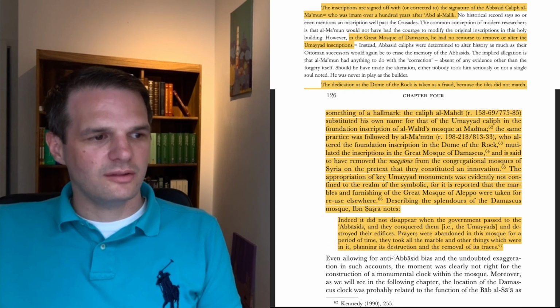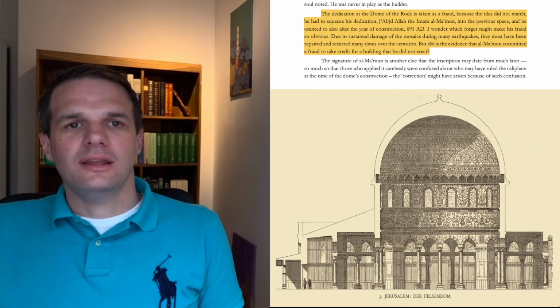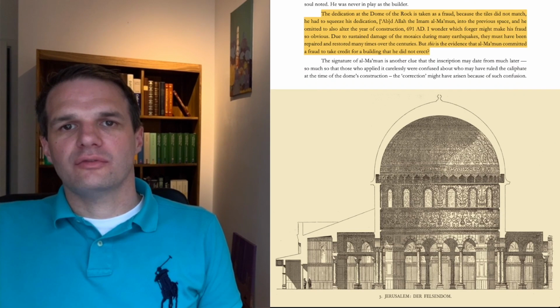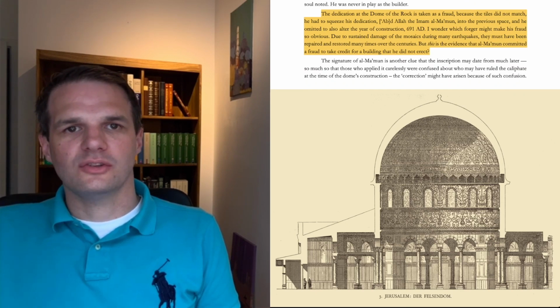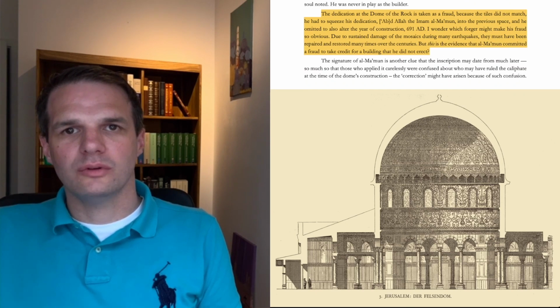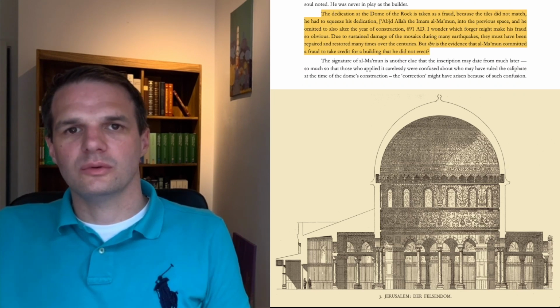It makes sense that something similar happened with the Dome of the Rock. So what does AJ make of this? The dedication at the Dome of the Rock is taken as a fraud because the tiles did not match. He had to squeeze his dedication, Abd Allah the Imam al-Mamun, into the previous space, and he omitted to also alter the year of construction, 691 AD.